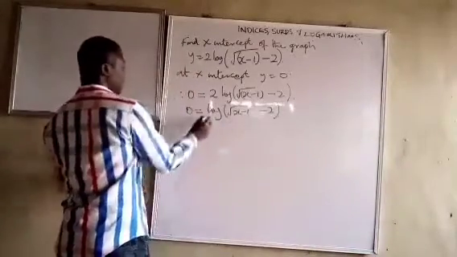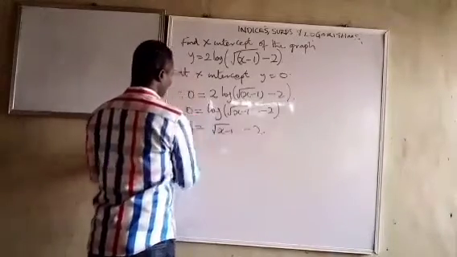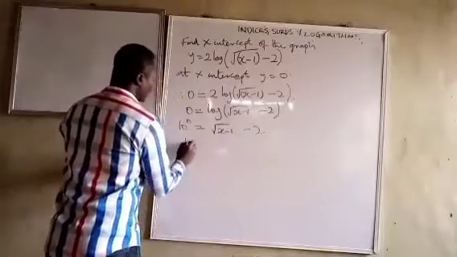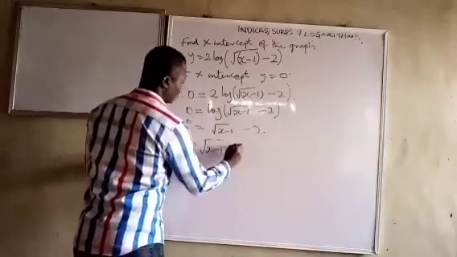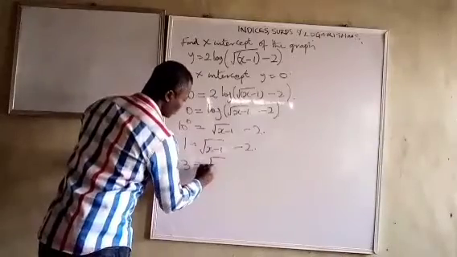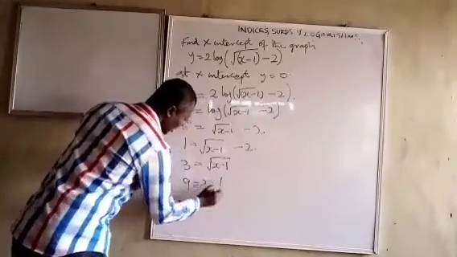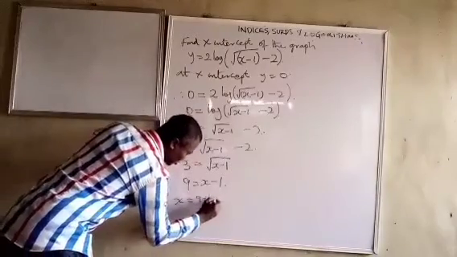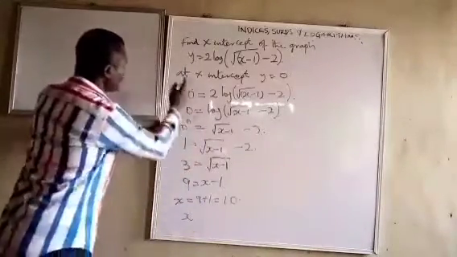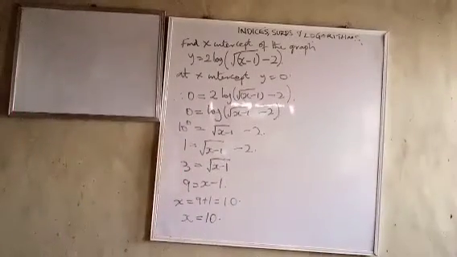So what does this mean? It means that 10 raised to the power 0 is equal to root of (x minus 1) minus 2. So what does it give us? It gives 1 equals root of (x minus 1) minus 2. So adding 2 to both sides, I have 3 equals root of (x minus 1). Squaring both sides, I have 9 equals x minus 1. Therefore, x is equal to 9 plus 1, which is 10. So at x-intercepts, x equals 10.